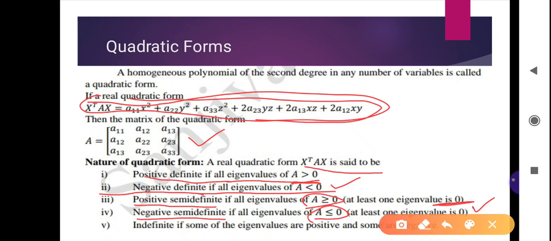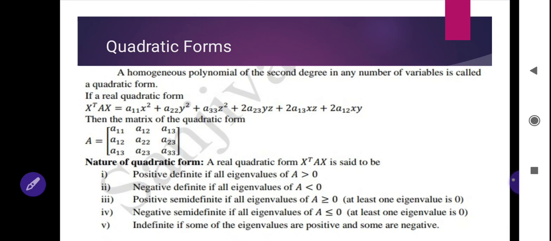And if you get some eigenvalues positive and some negative, then we say that the given quadratic form is indefinite. So depending upon this, we have to solve the examples. You see the example.